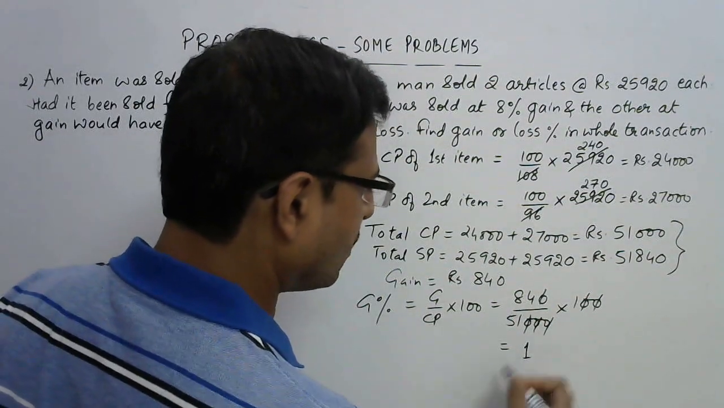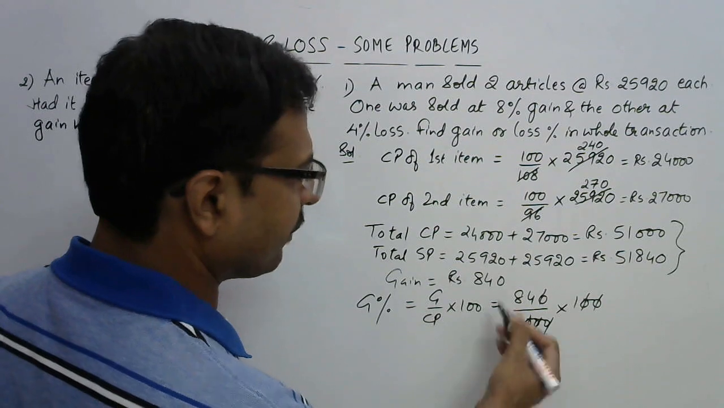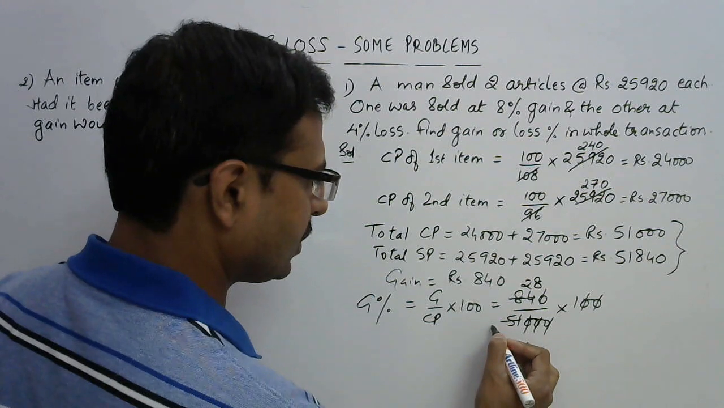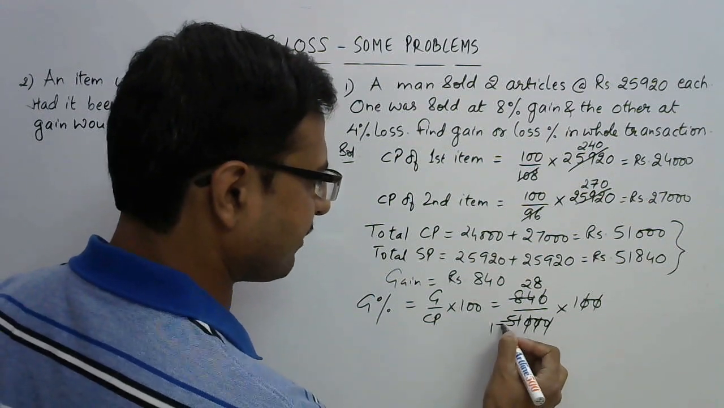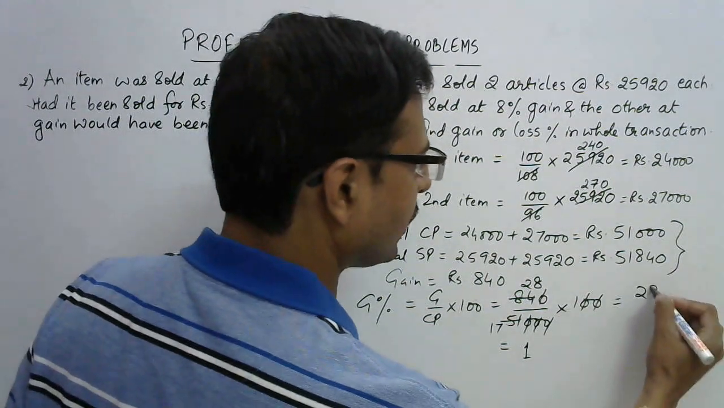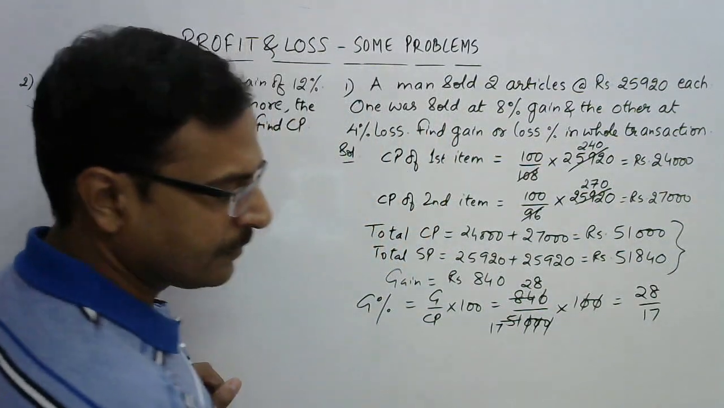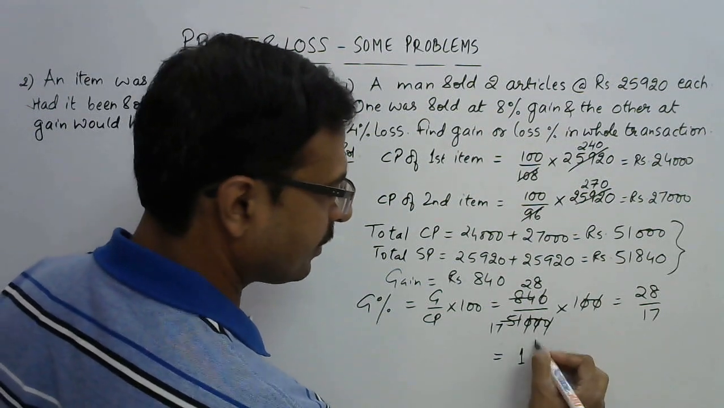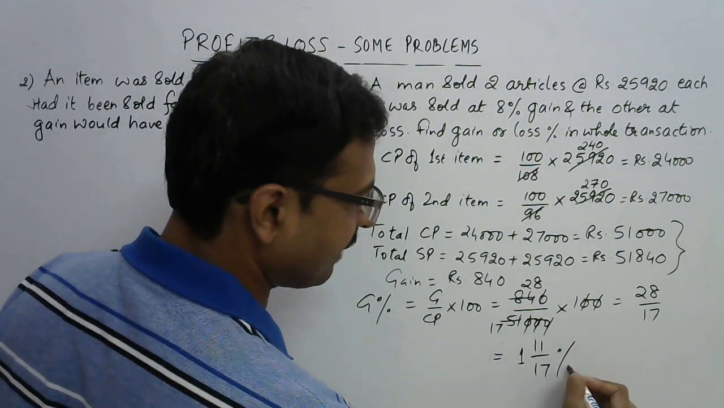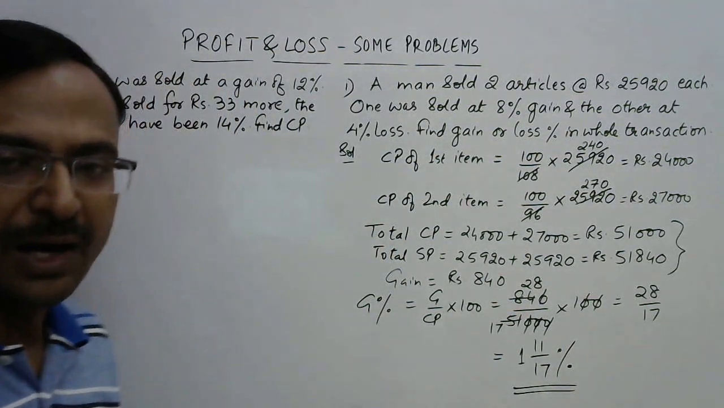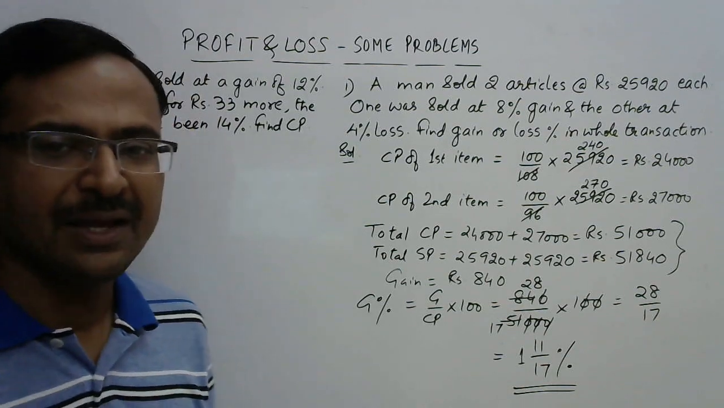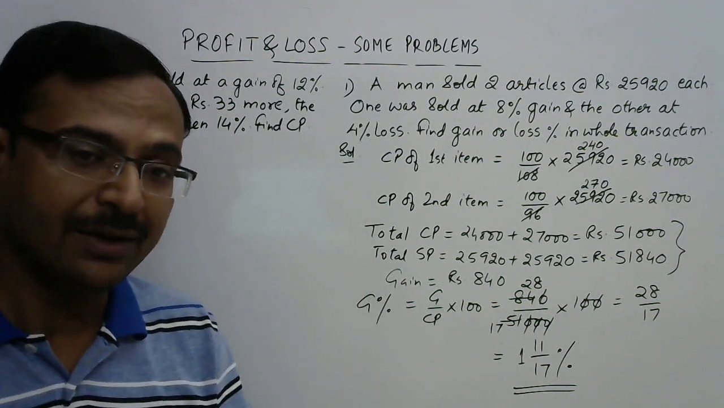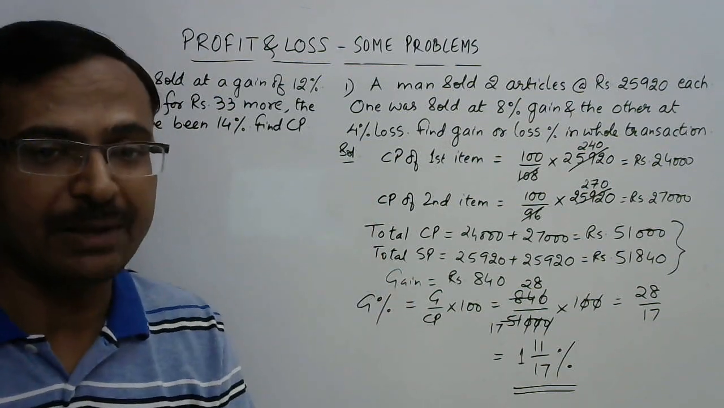So this is 1, and we can cancel the common factor first. This is 28 and this is 17. 28 upon 17. Now 28 upon 17 will be a little bit easier to handle. So gain percent will be 17 goes only one time and we have 11 remainder and divisor is 17. So 1 11/17% is the answer for this question. A very easy question if you know the basics of profit and loss. Otherwise, you will be busy calculating cost price of the two items and consume a lot of time in the exam.